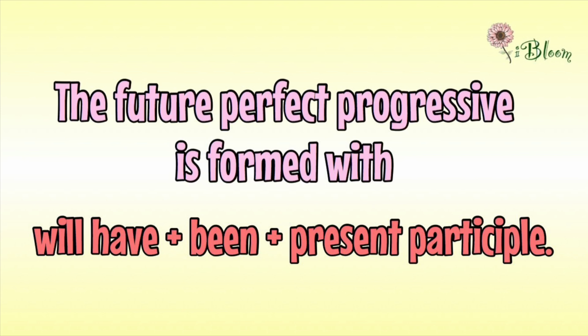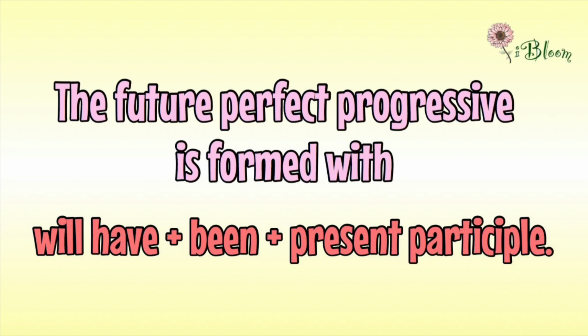I can say the same sentence but with the future perfect. By 2020, I will have lived in Sao Paulo for 15 years. I will have lived, will have plus past participle. This is a future perfect. By 2020, I will have lived in Sao Paulo for 15 years. So we have the same meaning here, but with different tenses.